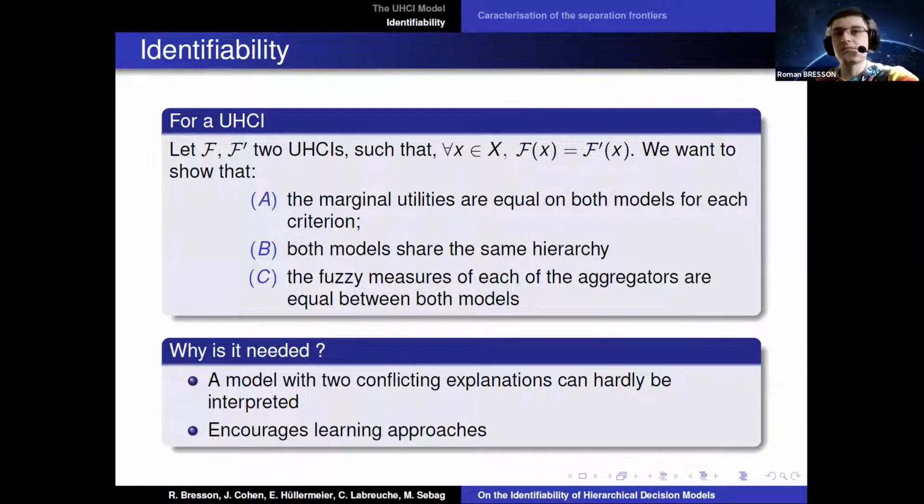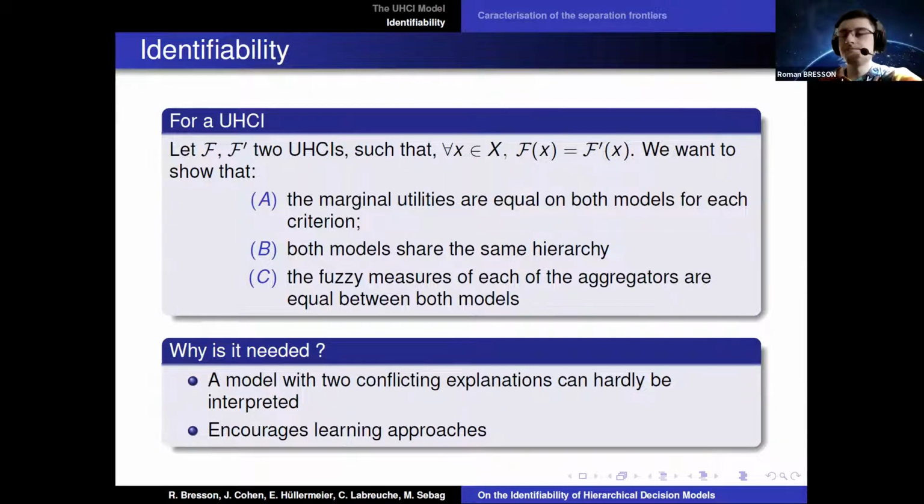Both models have the same hierarchy, that is the tree structure that I presented earlier. And the fuzzy measures, so the parameters of all of the Choquet integrals, will be the same. So basically the weights of the piecewise convex sum, and the borders, will be the same for both models. Why is identifiability important, even needed in some cases?